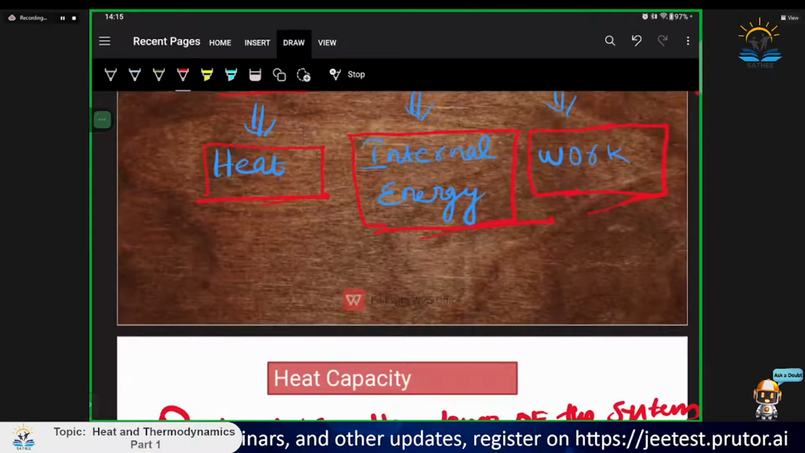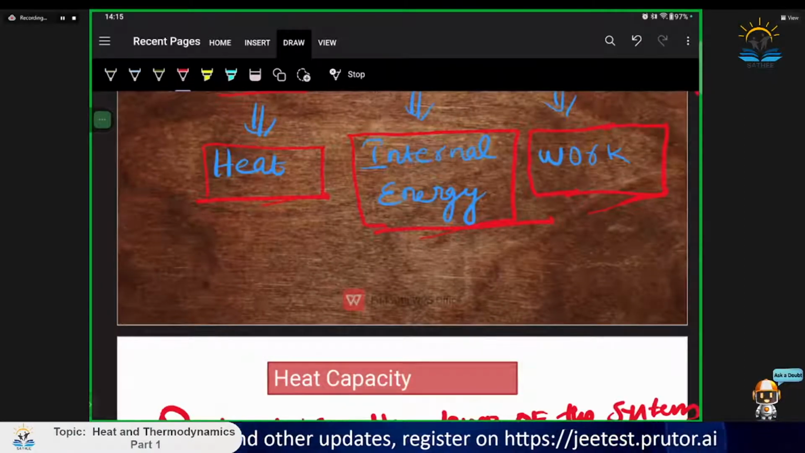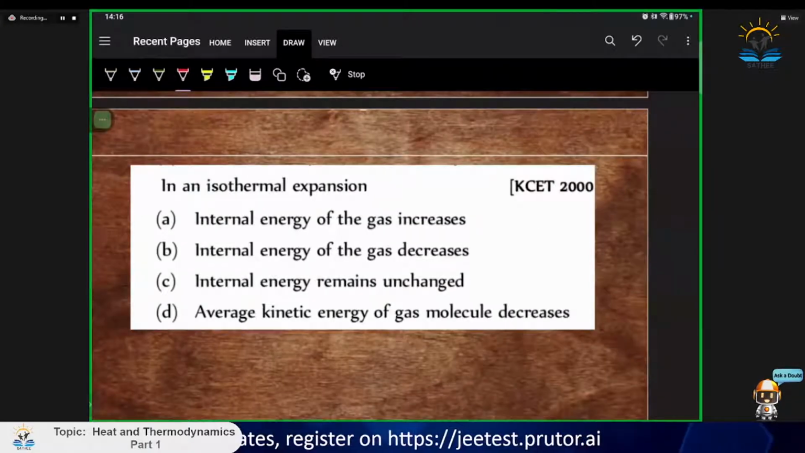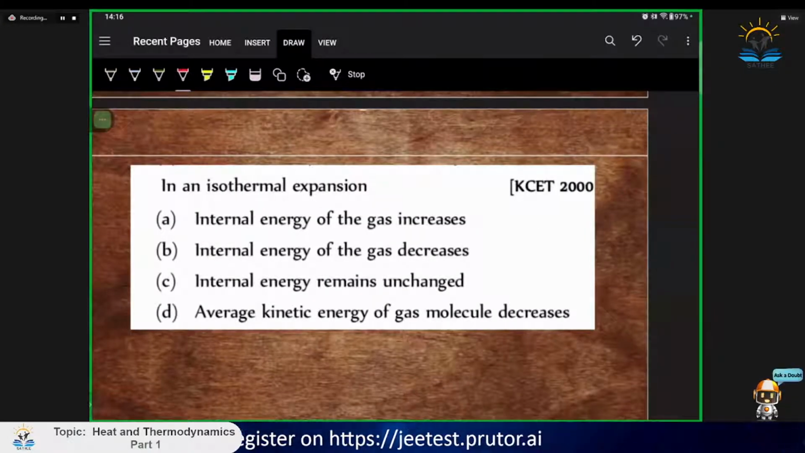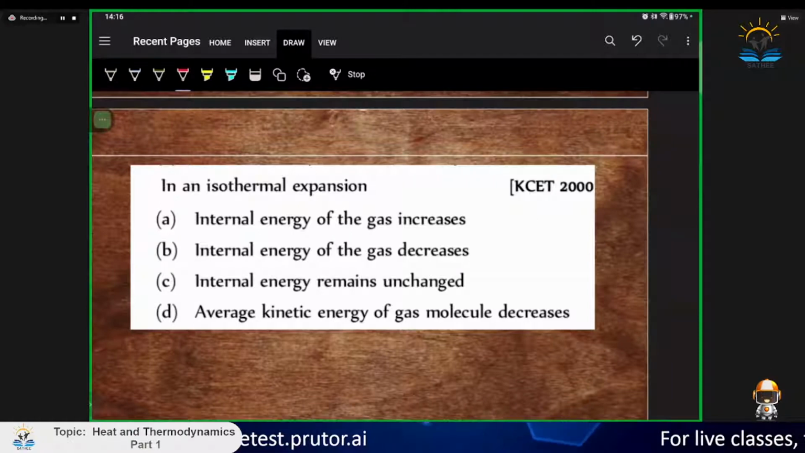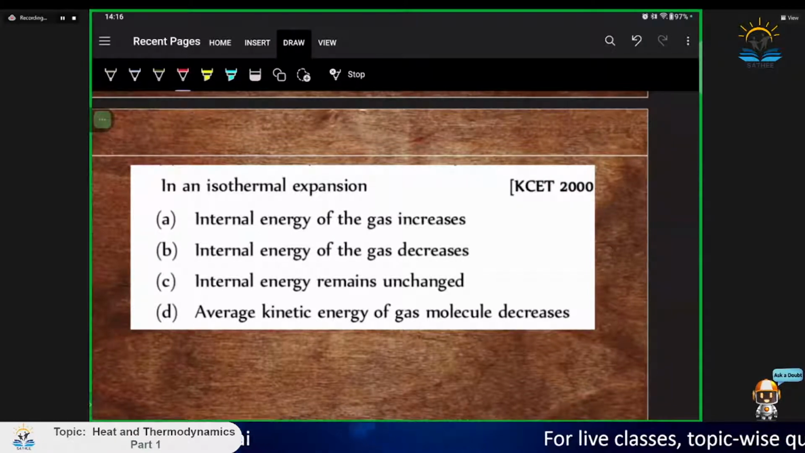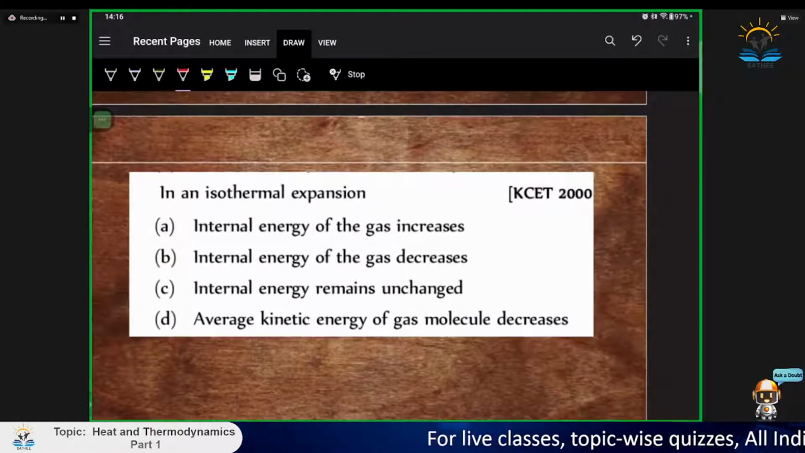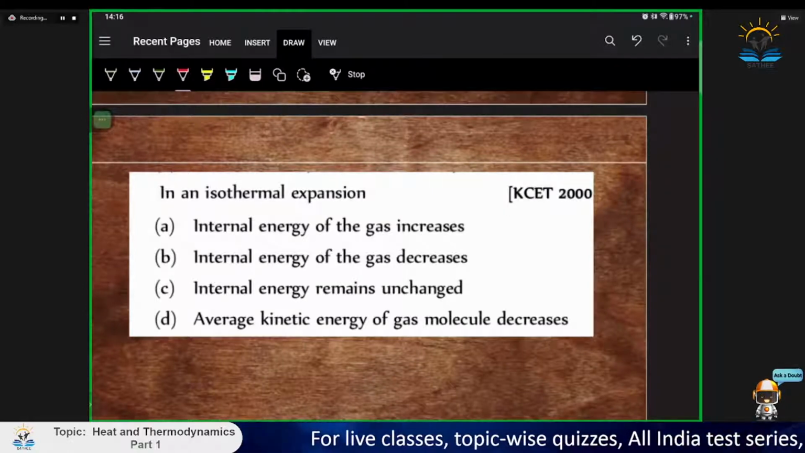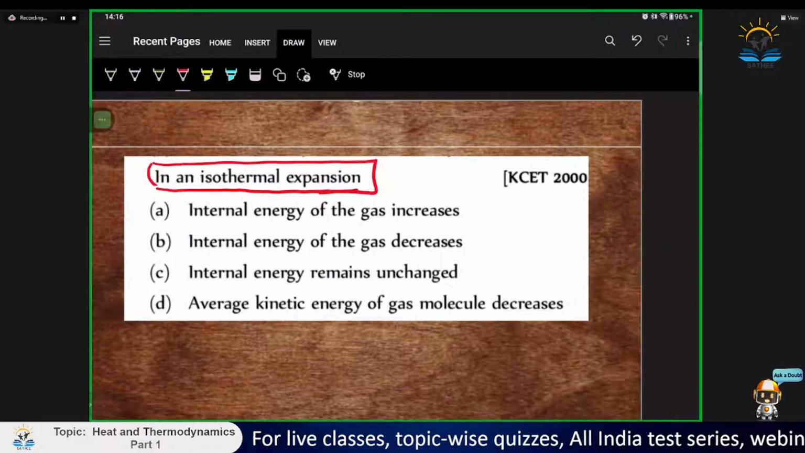Next question. This is one more tricky question, but once the basics are clear, we can expect this type of definition question in physics. In an isothermal expansion, the gas increases, the gas decreases, internal energy and average kinetic energy of the gas molecule decreases.